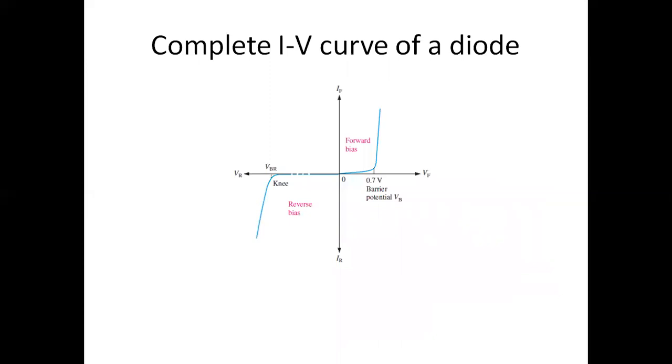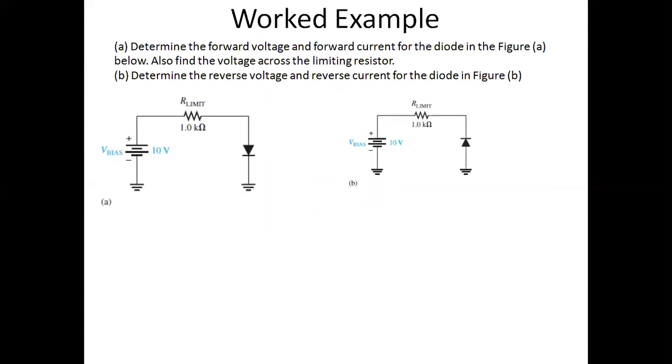Now, the complete current voltage curve of a diode is as shown. So it has the two signs, the positive quadrant and the negative quadrant. The positive quadrant shows you the behavior of the diode, that is in terms of the forward voltage and forward current. And the other quadrant, the fourth quadrant, shows you the behavior of the reverse current and reverse voltage. So that's what we call the complete IV curve of a diode.